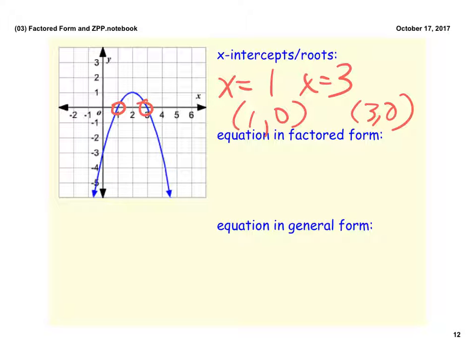The equation in factored form. Everybody write this equation. Hopefully this will be like, oh, that's easy. Equation in factored form. All right, x minus 1, x minus 3.